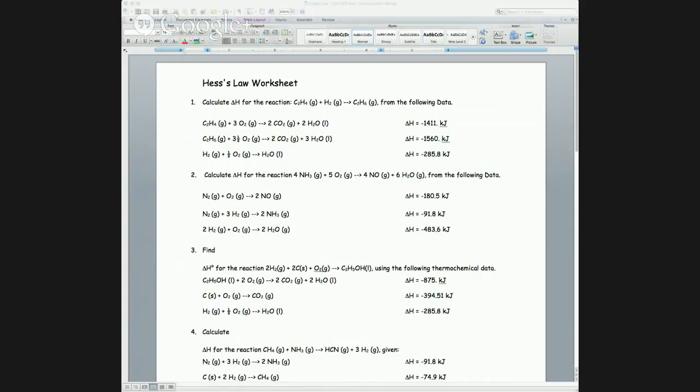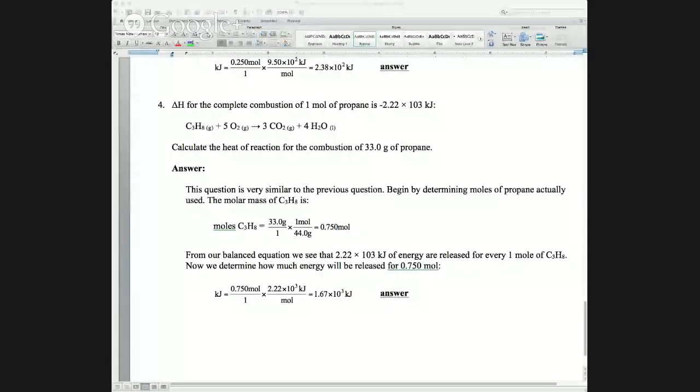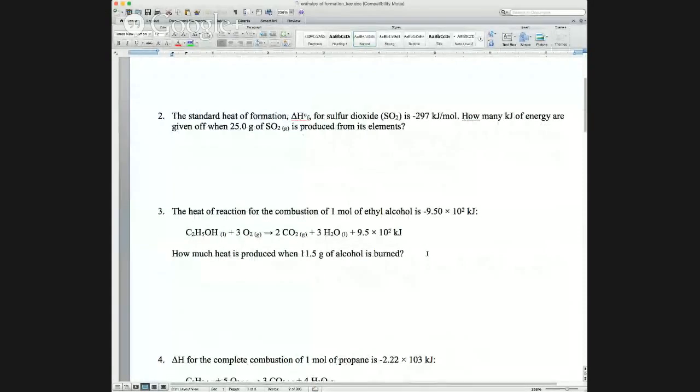And I see that I have a question from Zarina. So I'm done with the last question. Next question. Could you please go over number 3 on the enthalpy of formation worksheet? So let's share that one. Enthalpy of formation, number 3. There we go, number 3.